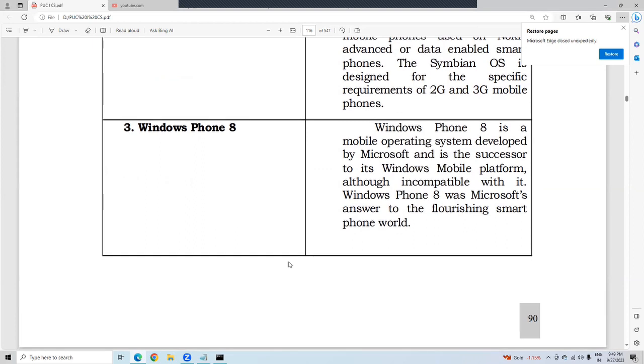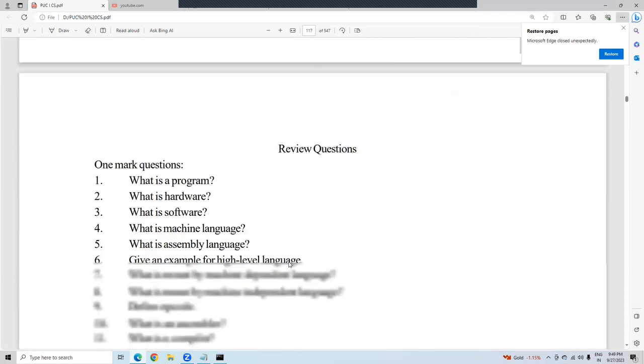Windows Phone 8 is a mobile operating system developed by Microsoft, and it is the successor of its Windows Mobile platform, although incompatible with it. Windows Phone 8 was Microsoft's answer to the flourishing smartphone world.